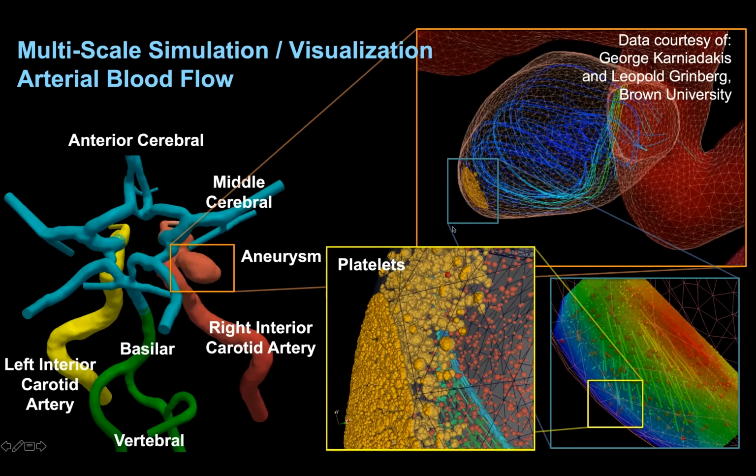And so there's no way that you can do that level of detail, that level of granularity, throughout the whole system. So it's important to be able to couple these two codes that talk to each other. It's coupled both ways: the fluid impacts the movement of the particles, and the buildup of the particles on the wall of the aneurysm impacts how the flow moves through the region.